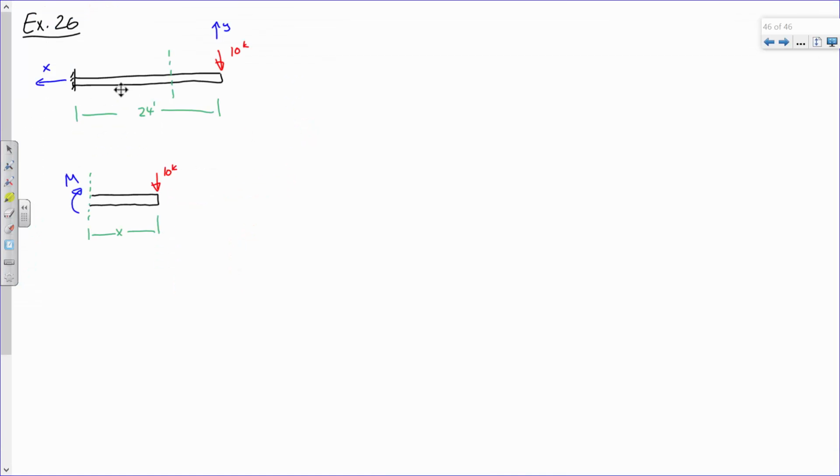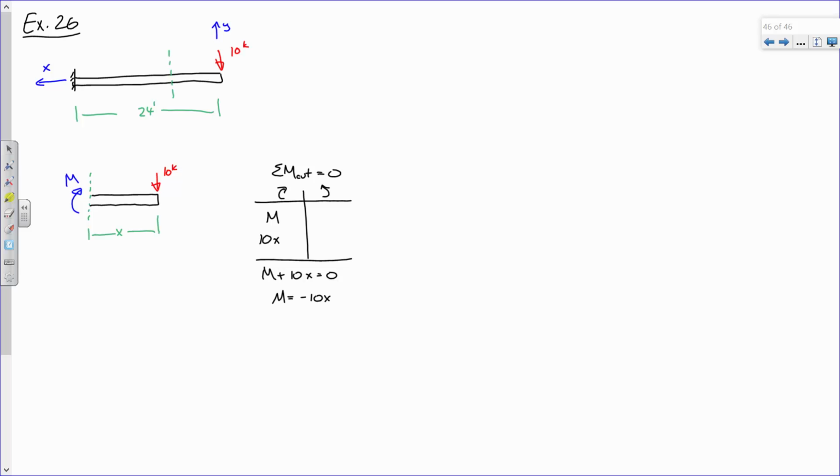So if I sum moments at the cut, I've got M going this way, and I have 10x going this way. Is everybody okay with that? Because they're both going in the same direction. Moments going like this, 10x is going like that. So what ends up happening is I have M plus 10x equals 0. So I actually have a negative 10x.